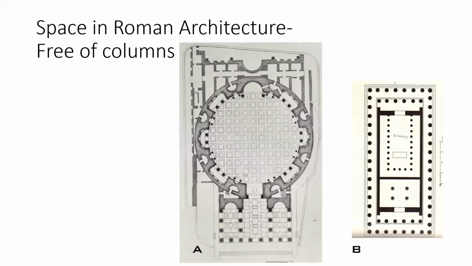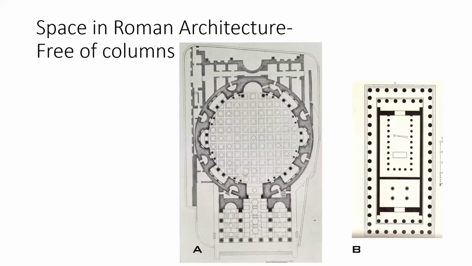So what happens is, when the Romans discovered concrete, we can free up the entire spatial dynamics with a plan free of columns. On the right, we're seeing the ancient Grecian basic temple, which does not have a large span because of its structural limitations.